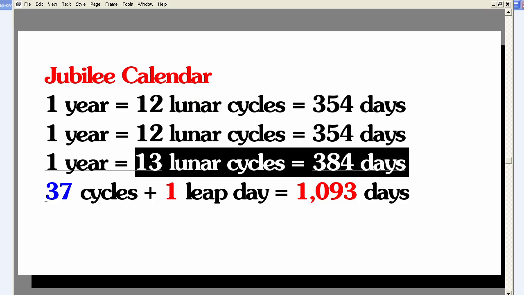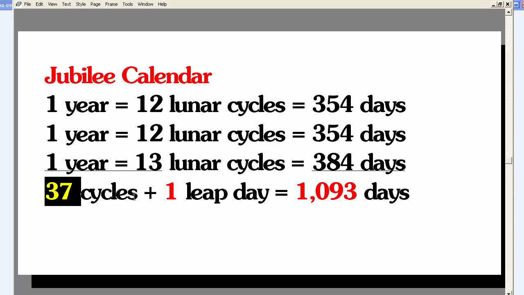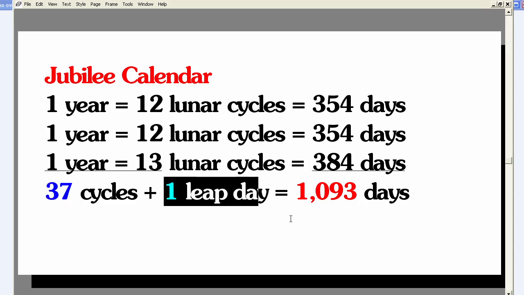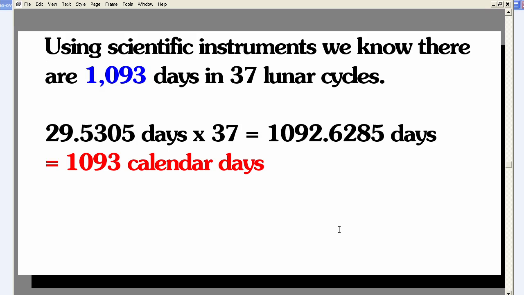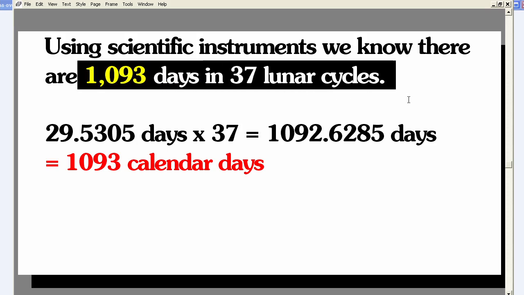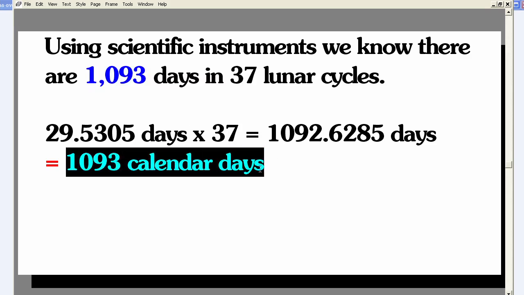So when we add it up, 37 lunar cycles plus 1 leap day brings us to 1,093 days. Using scientific instruments, we know there are 1,093 days in 37 lunar cycles. So we can do 29.5305 times 37 lunar cycles, and we round that up to 1,093 calendar days.